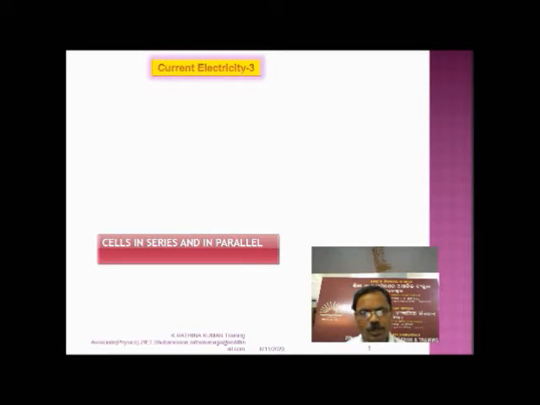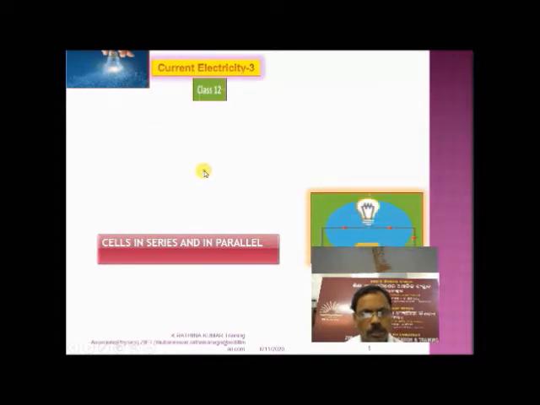Today we are going to discuss current electricity part 3. In this, the topics we are going to discuss are in class 12, chapter current electricity. This is the diagram, a circuit diagram joined with the bulb.